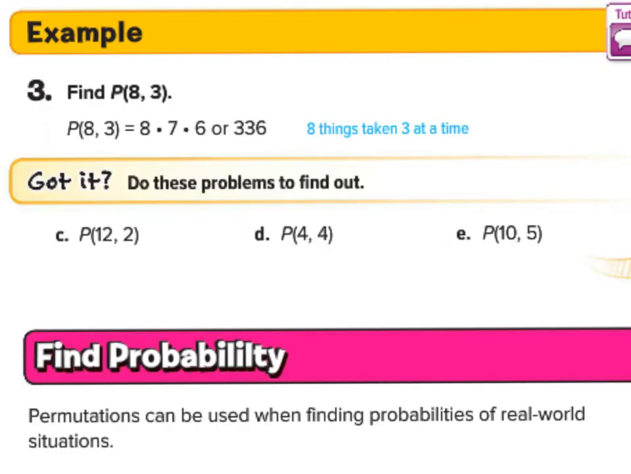And here we have an example 3, okay, where we have to find the permutation of 8 different choices, but we only need 3, right? So we take the 8, we make the decision for the 8, then we take the 7, because we only have 7 choices, and then the 6, or 336 once you multiply the 3 numbers.